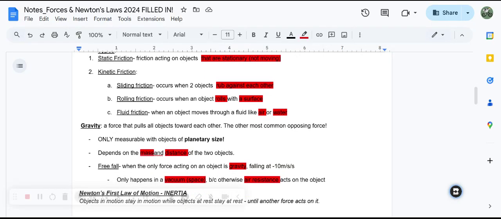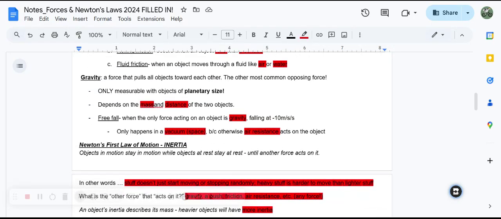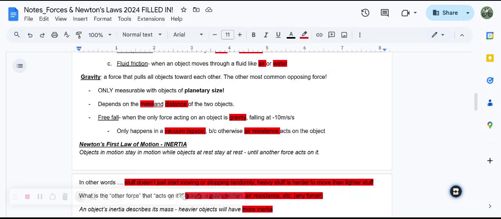Friction is caused essentially because of gravity, right? Gravity is the main cause of friction because it's causing objects to come in contact with the surface of the earth. Gravity is a force that pulls all objects towards each other. It is the other most common opposing force. It is only measurable with objects of planetary size and mass because those things, those planets, have enough mass to create a gravitational field. You and I weigh so much less than a planet, we effectively have no gravitational pull.